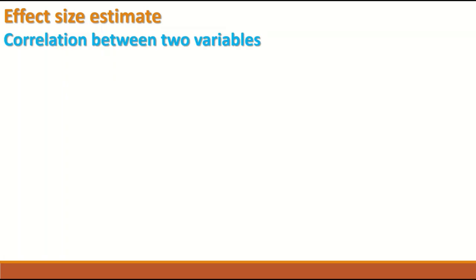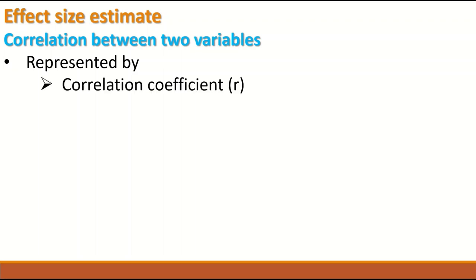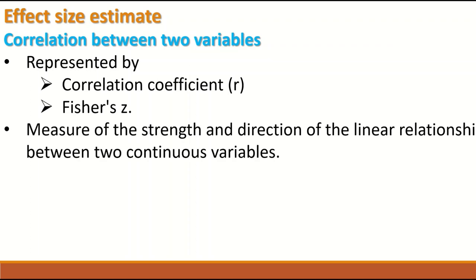So for the effect size estimate, we have now discussed and described the effect size when there are continuous variables using the standardized mean difference, with three different estimates: Hedges' g, Cohen's d, and Glass's delta. Then we discussed the odds ratio for binary outcomes. And now, for continuous variables and looking at a correlation between two variables, this can be represented by the Pearson correlation coefficient, or a standardized one, which is Fisher's Z.